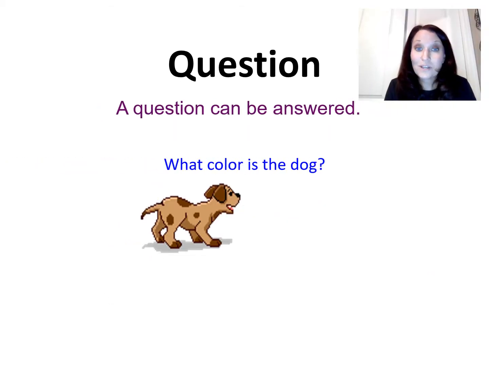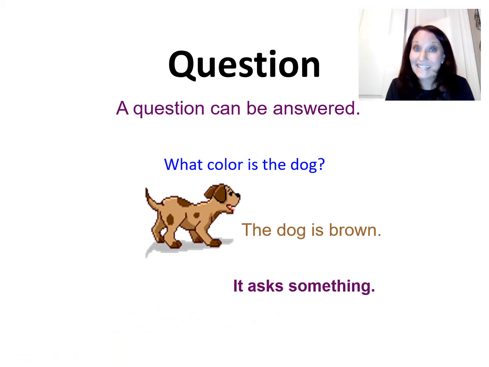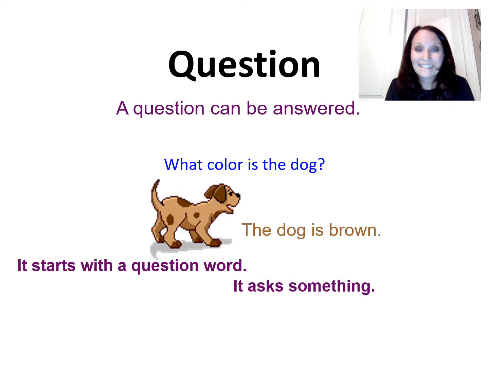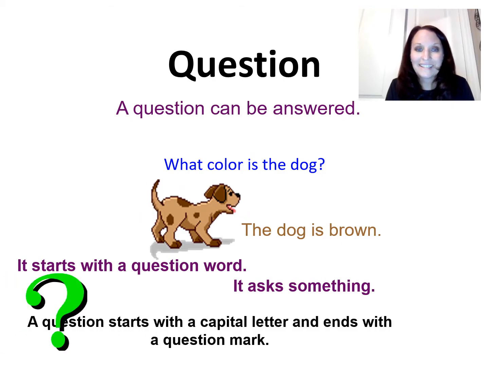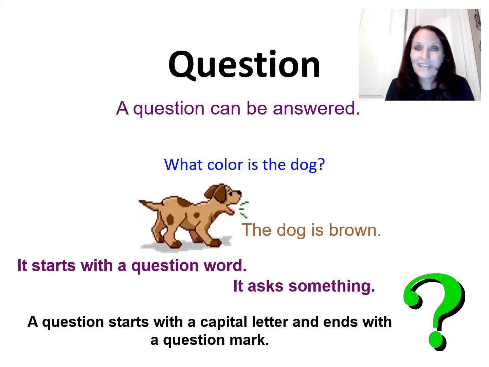So remember, a question can be answered. If I have the question, what color is the dog? My answer is, the dog is brown. It's asking us something. It starts with a question word, which is the word what, and it starts with a capital letter and ends with a question mark.